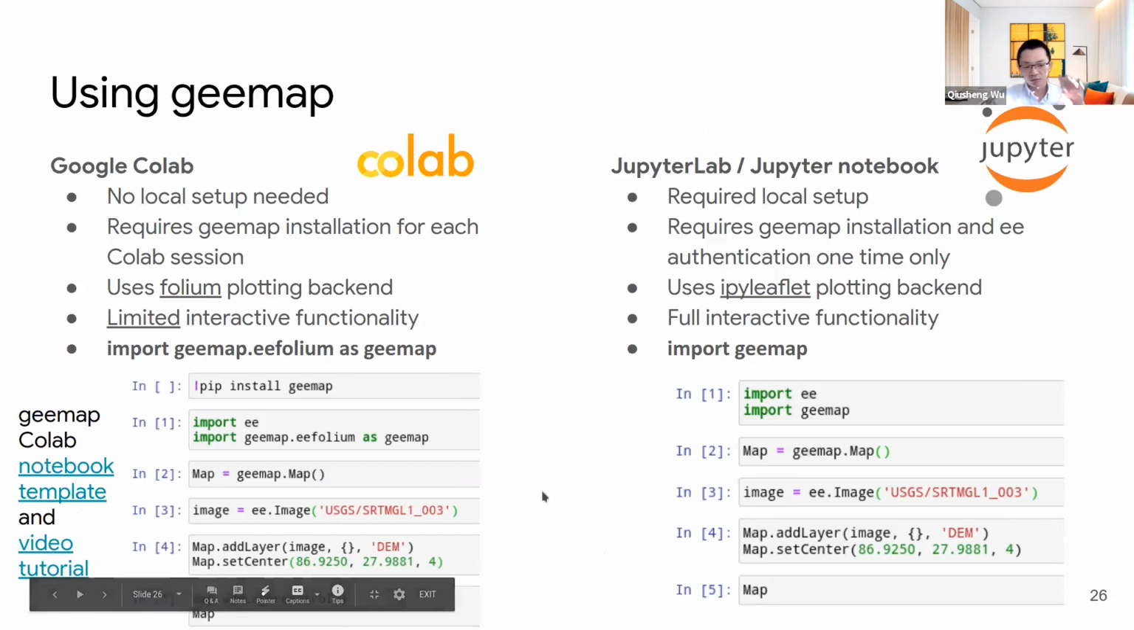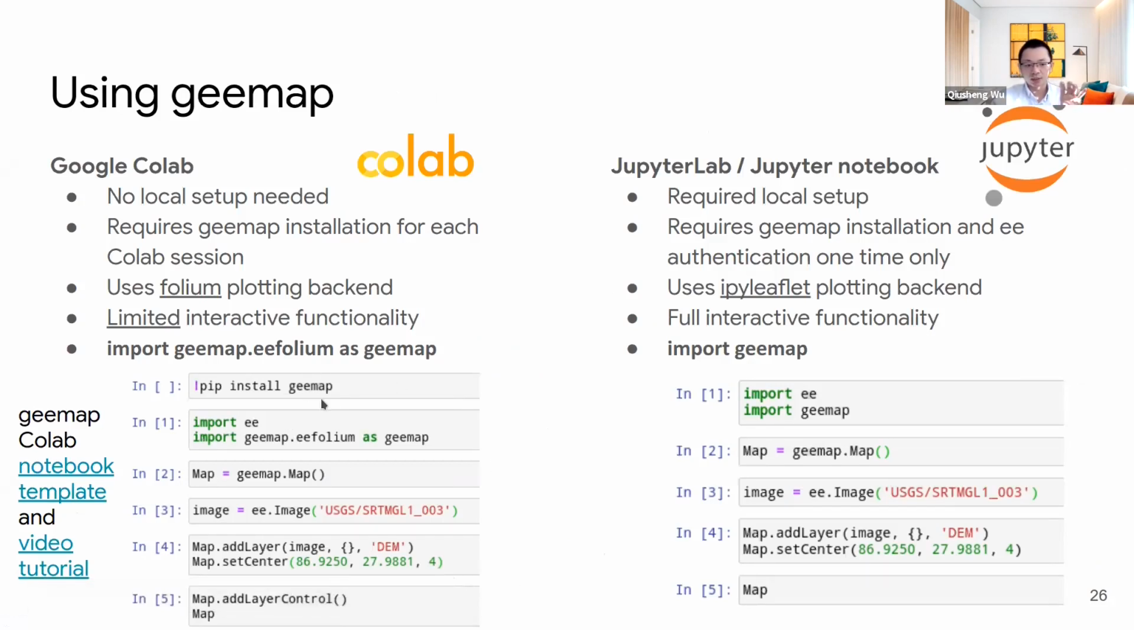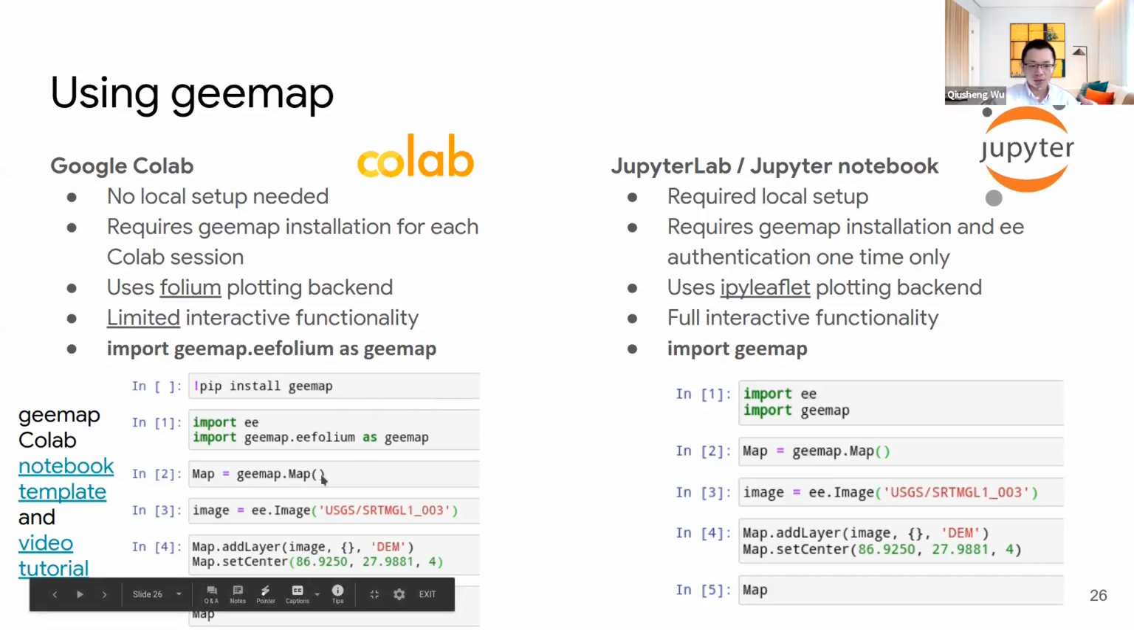Here is a simple code block showing how you can get started using the package. For example, you install the package, then import the library, and then you can create a map. Then you can start loading Earth Engine datasets. Here, ee represents Earth Engine, the Earth Engine Python API. And within the parentheses, this is the unique ID.